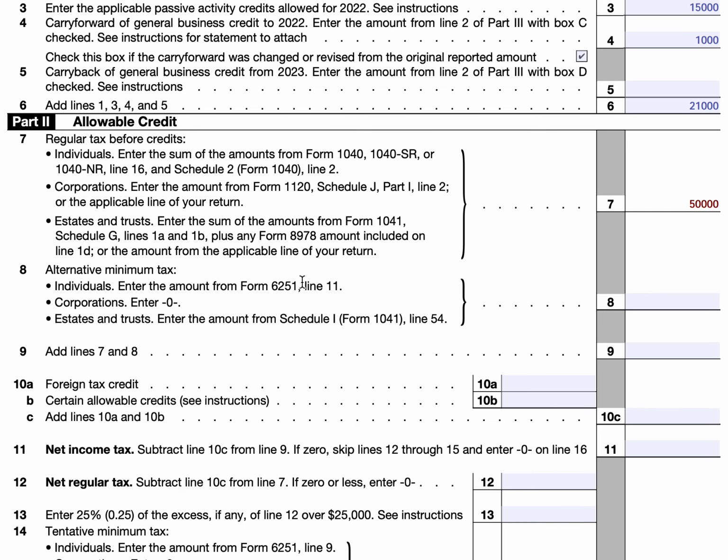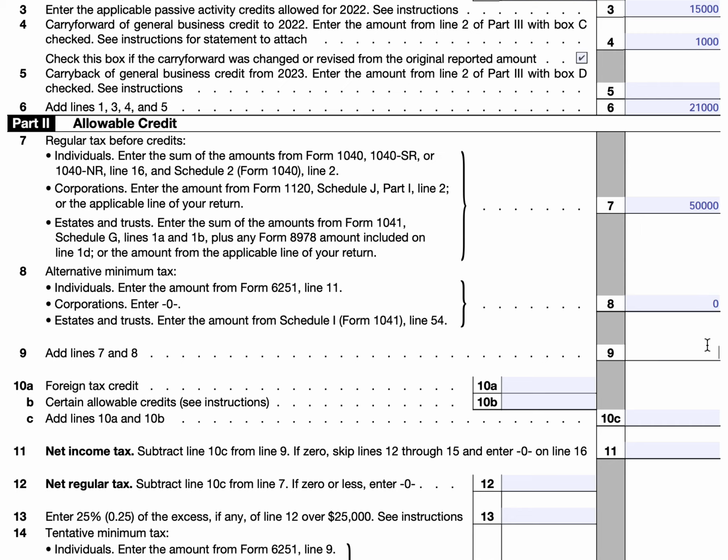Now you also have to compare this to the alternative minimum tax. So if you have to complete IRS Form 6251 as an individual, that's the AMT form, you would enter the amount that's indicated on line 11. There's a separate AMT for estates and trusts on line 54 of Schedule I, and then regular corporations do not have an AMT. So for this purpose, we'll say that we have no AMT liability, so we'll add line 7 and 8, and we've got $50,000.